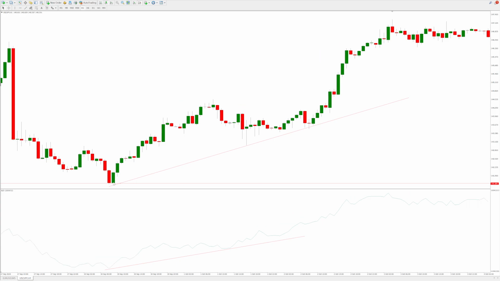Okay, yes, this would have been the ideal entry point. No, you're not going to pick that every single time, buying at the bottom and selling at the top. As much as that would be ideal, if you did that every single time, chances are you're going to get taken in and out of trades. So instead, we wait for the trend to form.